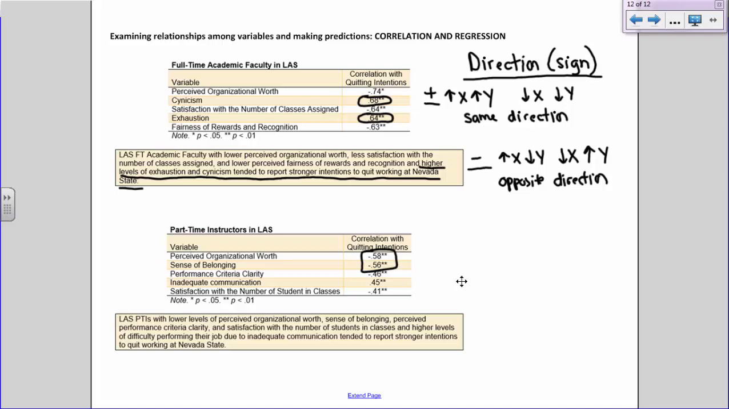Let's see. Another one would be like sleep and stress. If you sleep more, you're probably less stressed out. If you sleep less, you're probably more stressed out. Those sorts of things. Okay, so opposite direction versus same direction.